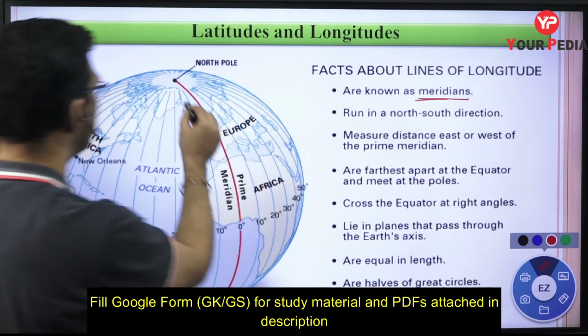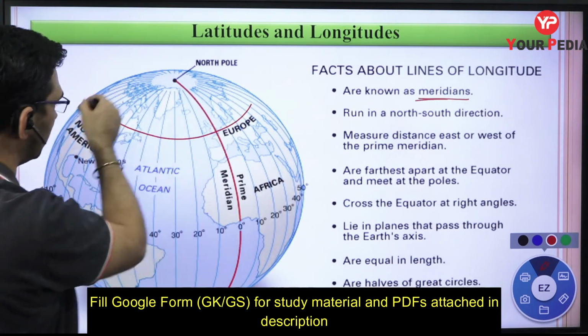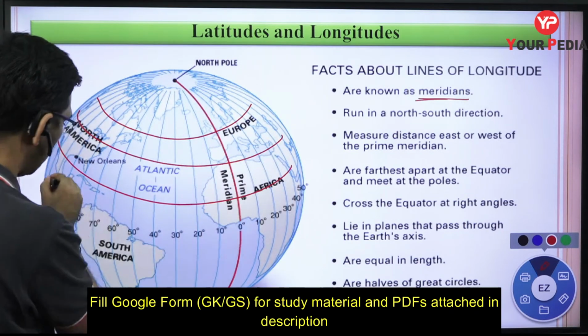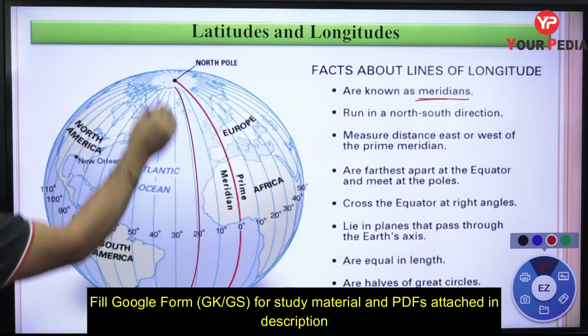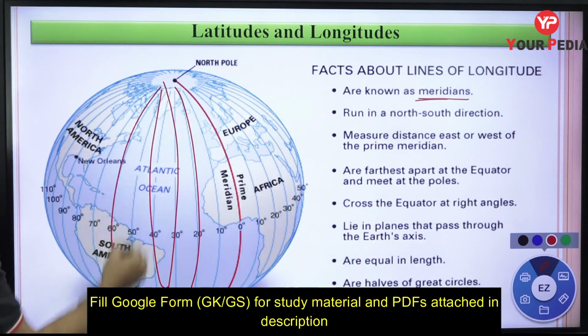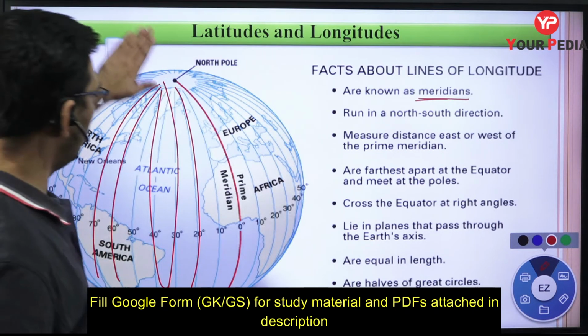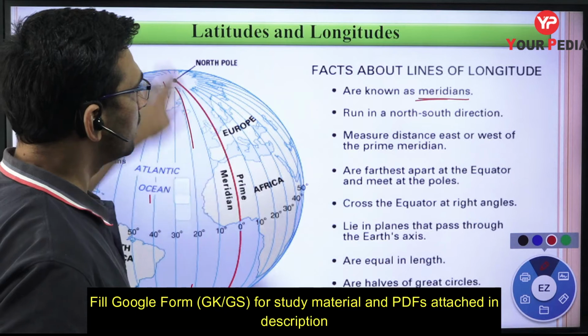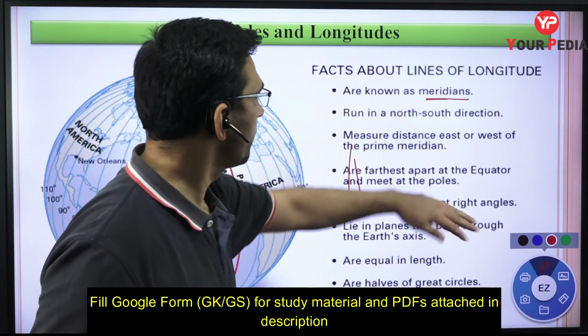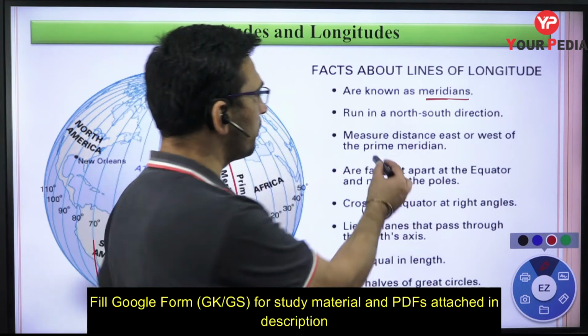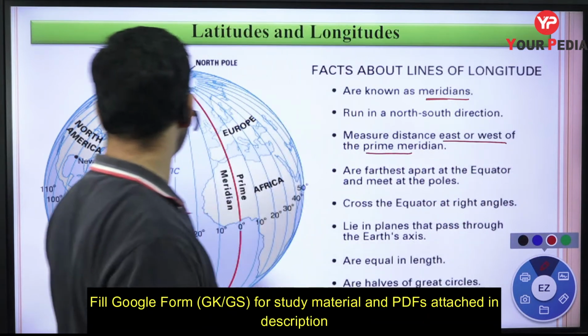So all of these, what were these? These were parallels. These were parallels. So what are these? All these are meridians, right? Meridians of longitude run in the north-south direction. You can say south-north direction also, it is up to you. They measure the distance east or west of the prime meridian. Now see why you can debate on that.